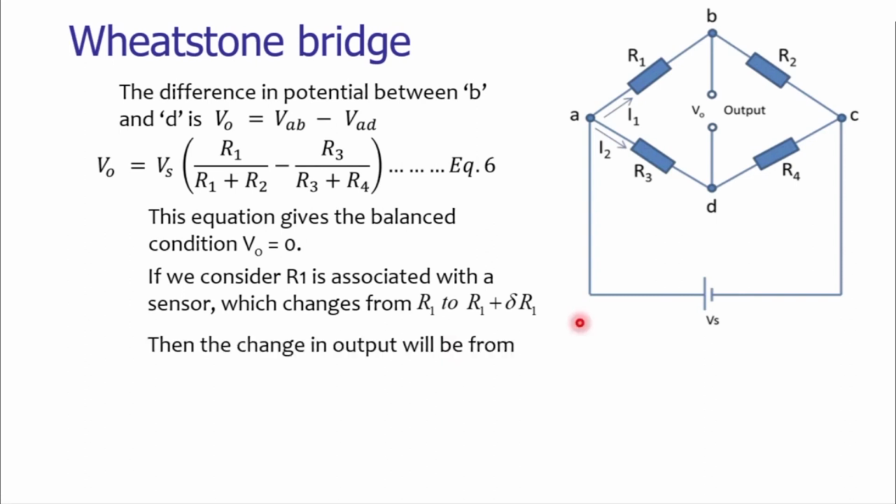As there is a change in resistance of one of the resistors, then naturally there will be a change in the output value as well. So I can say the output voltage will be changed from VO to VO plus delta VO. I'm expecting here that the voltage will also be increased.